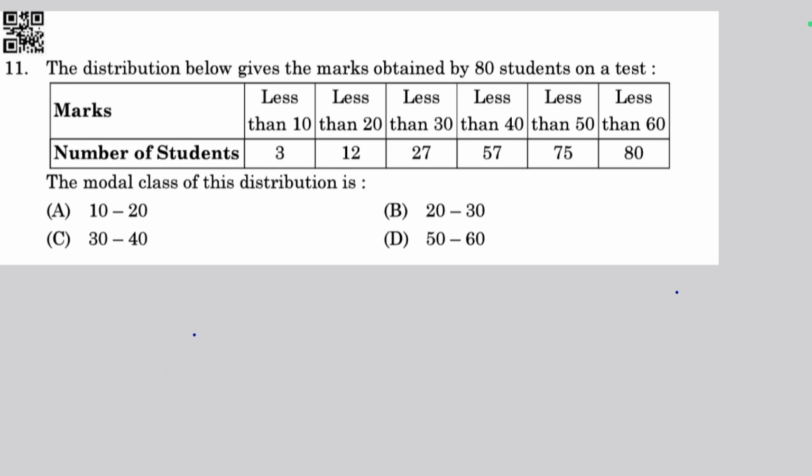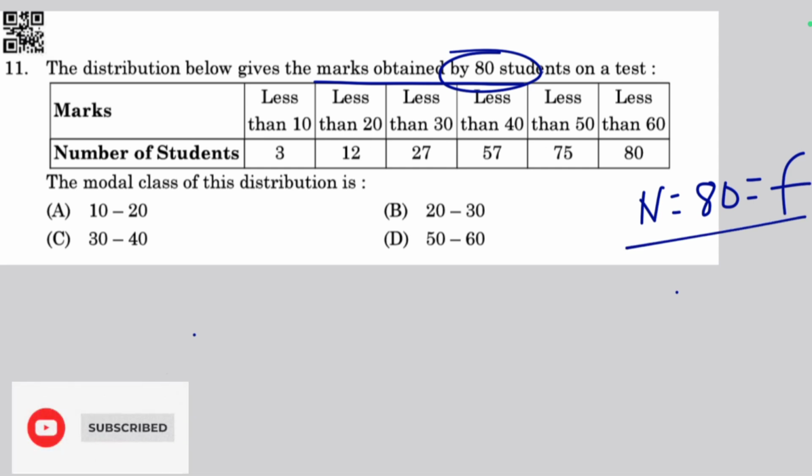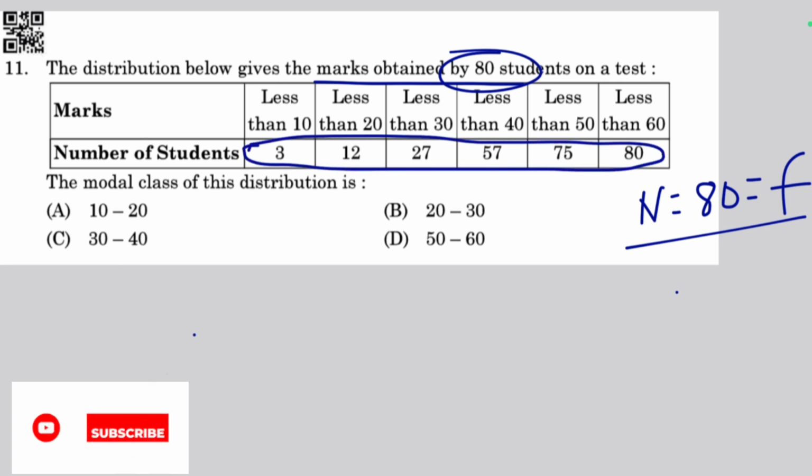We are given the distribution of marks obtained by 80 students in a test. So the total number of students, that is 80, we can say is the total frequency. Now the table is not given in the direct format, it is given in the less than type. Okay, so we know that for such a table, whatever number of students is given below are the cumulative frequencies.